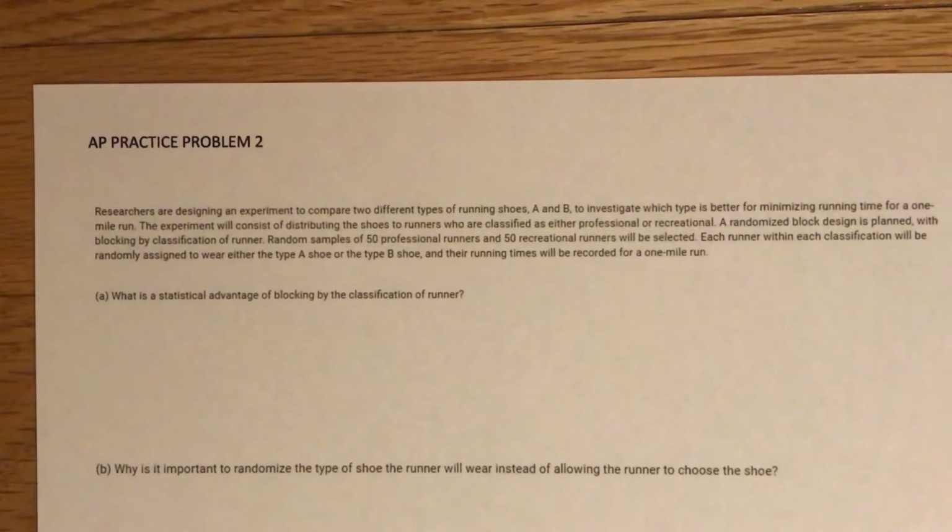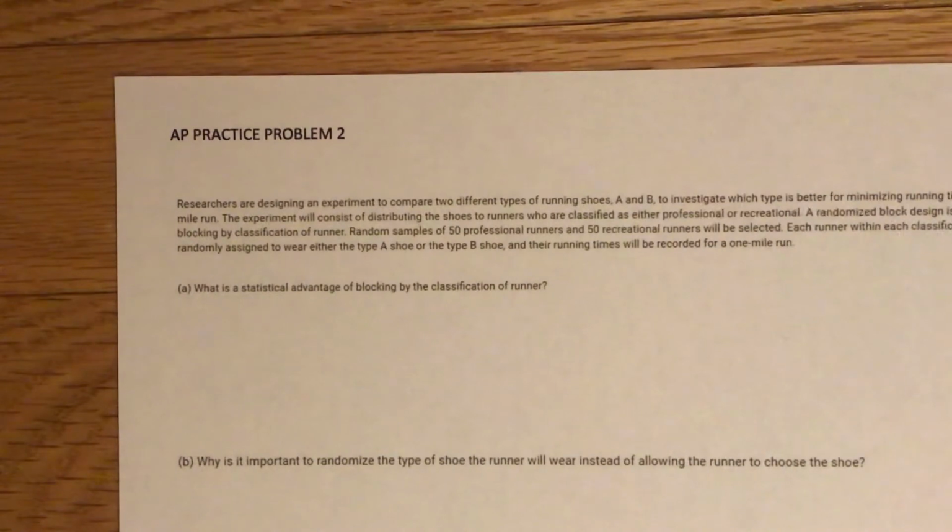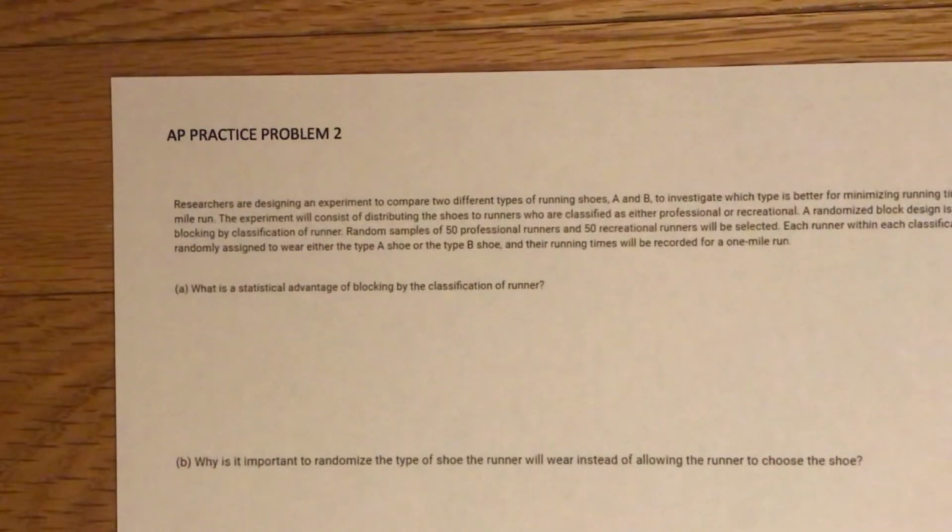And they're going to ask about why randomization is the best. But we've talked about it. You should at least realize that being random is the best thing to do when all things are equal. And their running times will be recorded, and we'll see what happens. All right. So the first thing they ask is, what's the statistical advantage of blocking by the classification of runner?